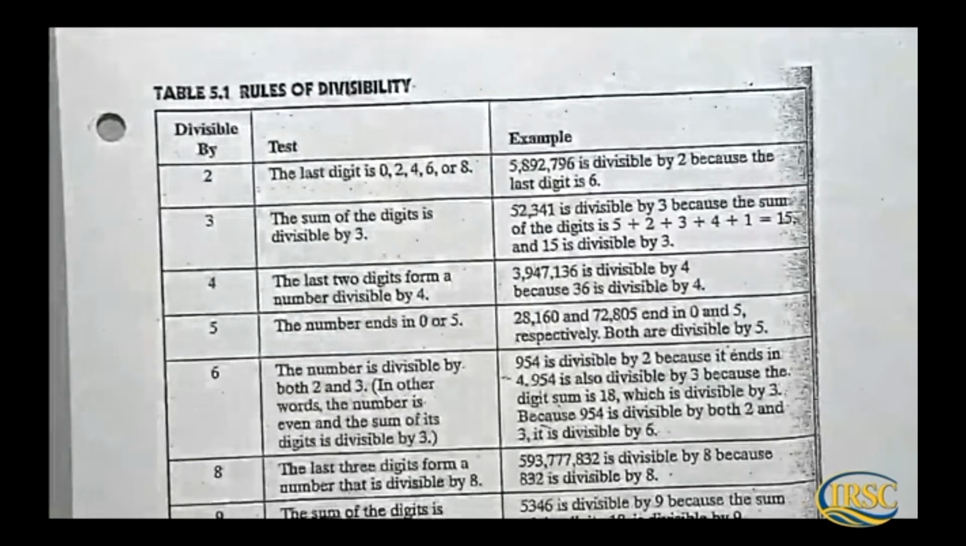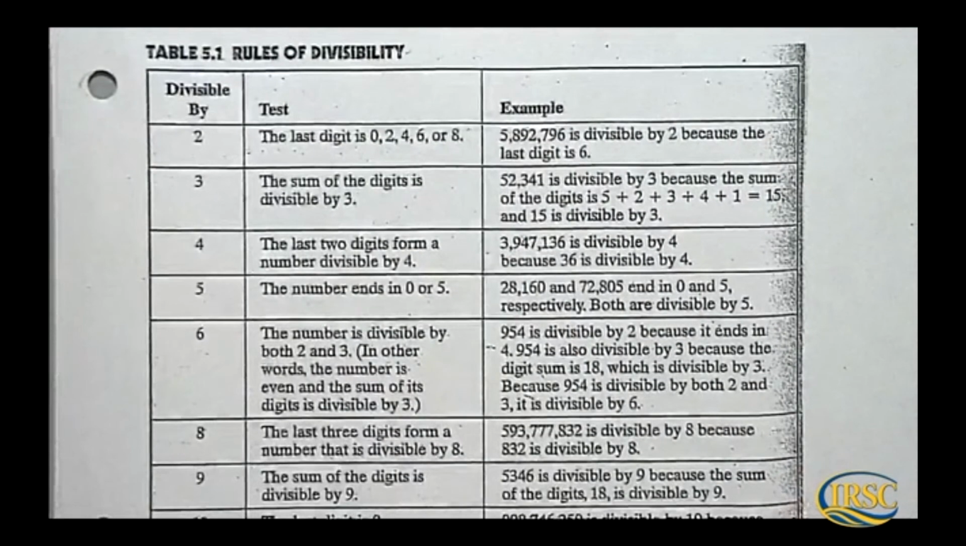Now, a lot of numbers have little tricks when it comes to being divisible. I think that most of you know if a number is divisible by 2. Because if the number is even, then you know that it's divisible by 2. So that's the trick for that one.